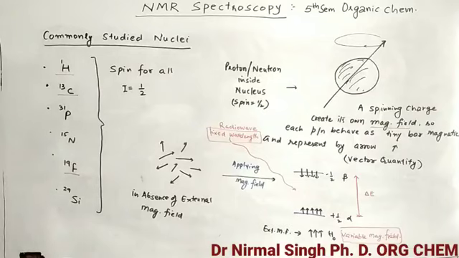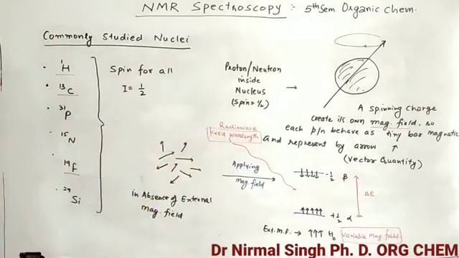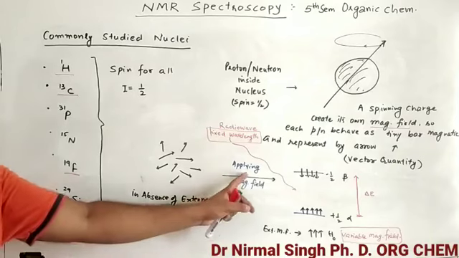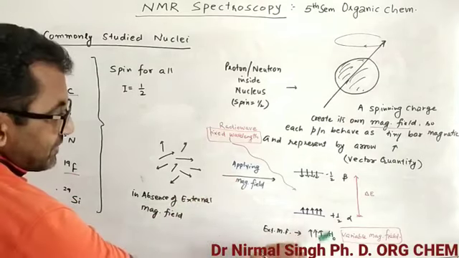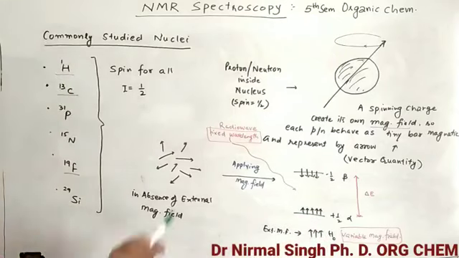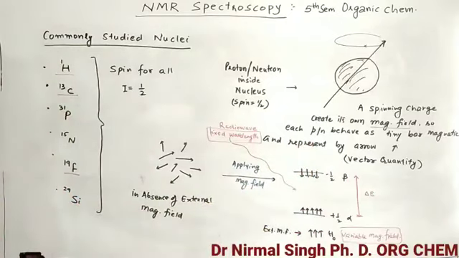In the absence of an external magnetic field, they are randomly distributed in all directions, like this. But when we apply an external magnetic field, they align. This is the direction of the external magnetic field, upward. They align in two ways. Why they align in two ways, we will discuss shortly. So they align in two ways, some in the same direction as the external magnetic field and some in the opposite direction.